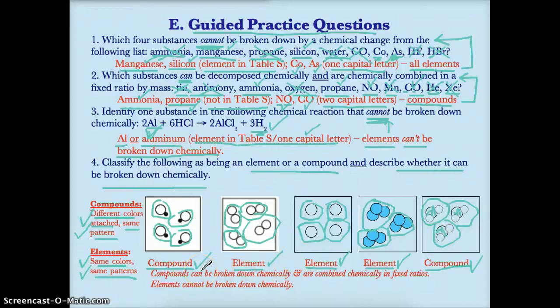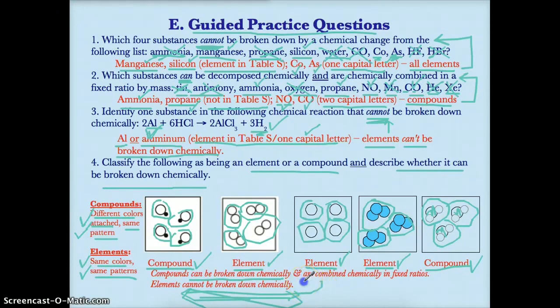All right, now to answer the second part of the question, both compounds here on the outsides can be broken down chemically, obviously, because they consist of atoms of different elements combined in fixed ratios by mass. On the other hand, these three elements in the middle cannot be broken down chemically, and that's because they're the simplest kind of matter you have. They're made up of atoms, which are the simplest particles you can have in the universe, more or less. We can think of it that way right now, so elements cannot be broken down chemically.